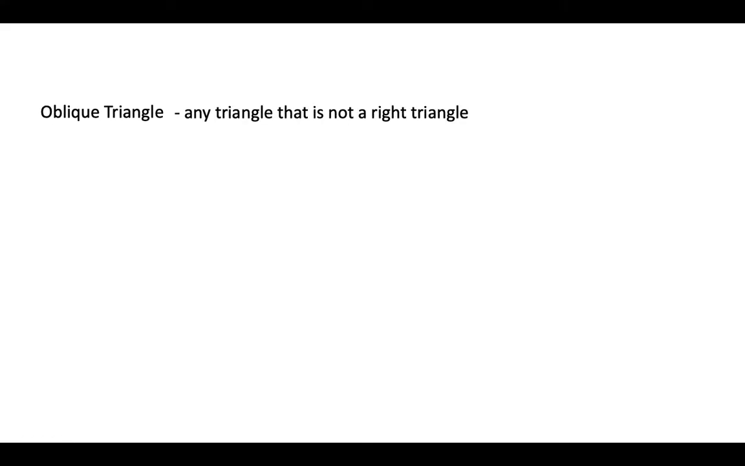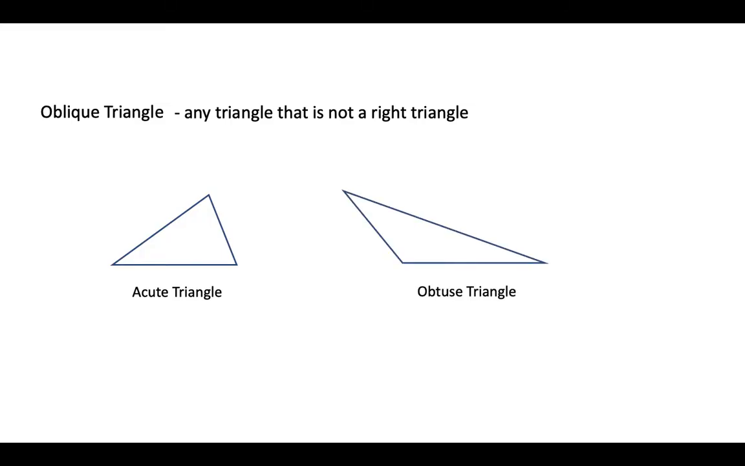An oblique triangle is any triangle that is not a right triangle, and these are acute triangles and obtuse triangles. These oblique triangles cannot be solved by using the Pythagorean theorem or trigonometric ratios.